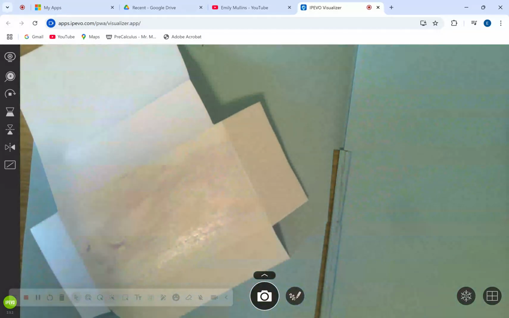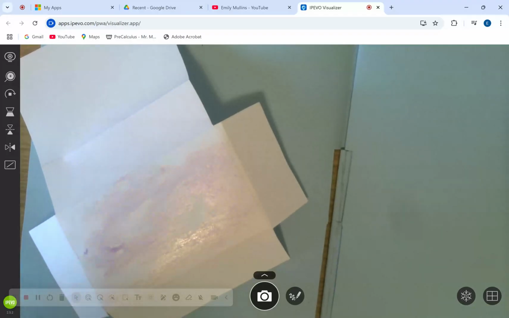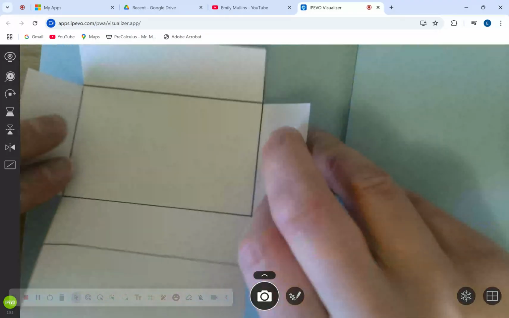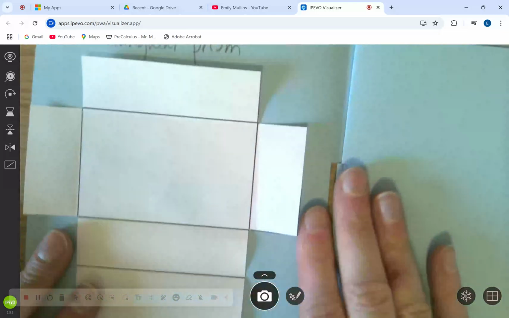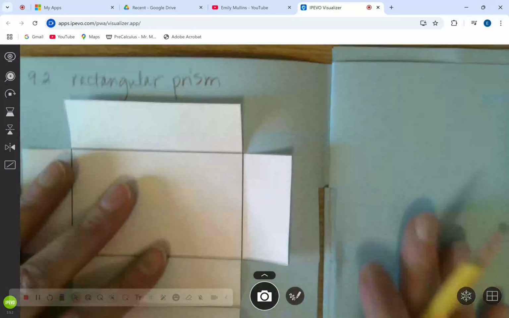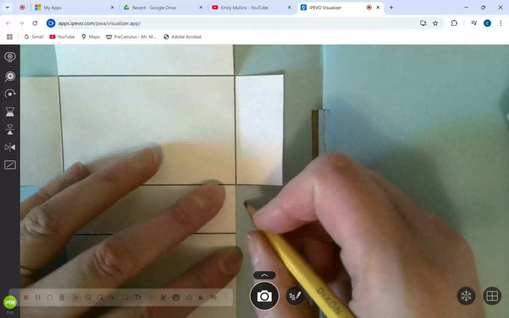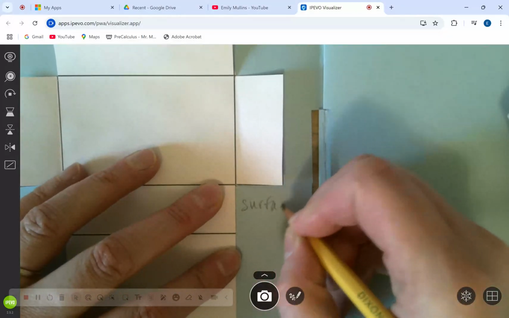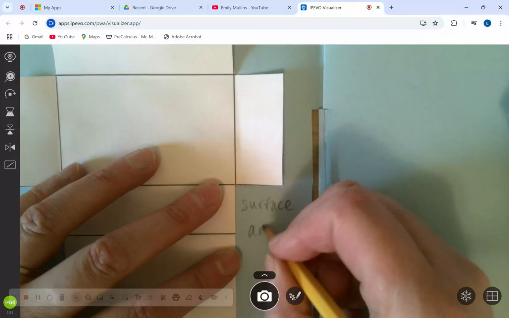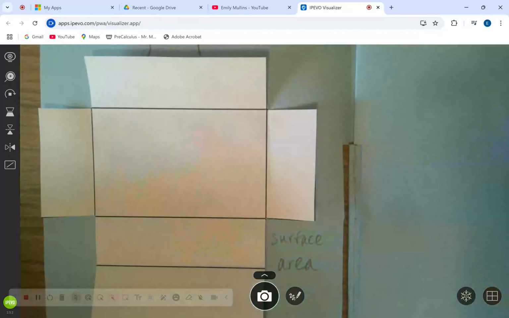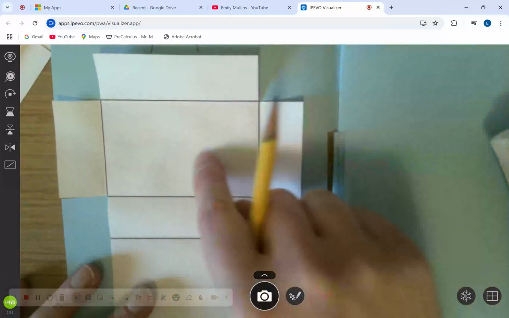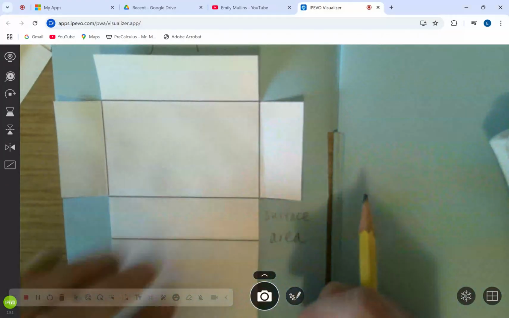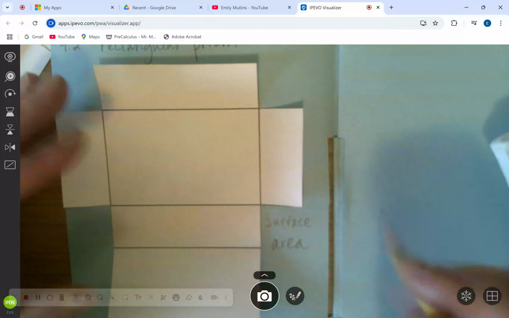And then for my first page, I am going to do surface area. So I want to make sure to write down that we are finding our surface area. Surface area. So surface area is going to be basically the area of all of these rectangles that would make up this prism. So we've got some different size rectangles.